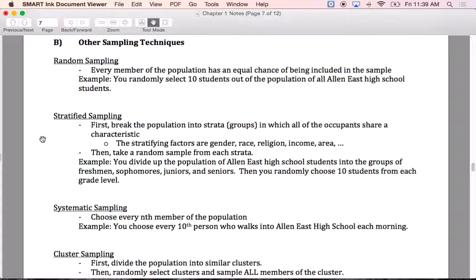So we already talked about random sampling. Every member of the population has an equal chance of being included in the sample. For instance, you randomly select 10 students out of the population of all Allen East High School students.